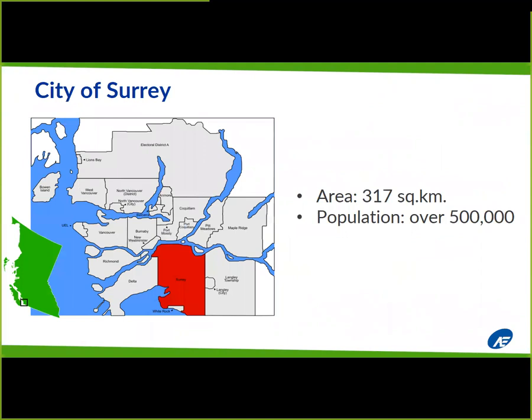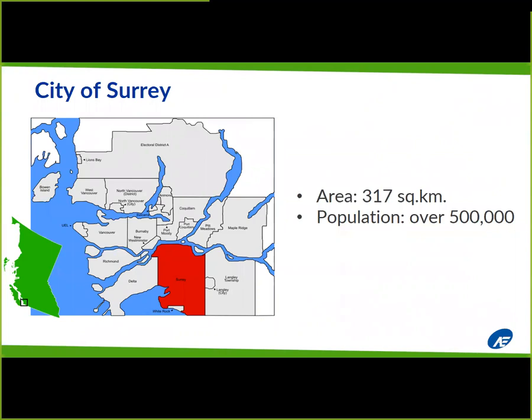So for those of you that are not familiar with the City of Surrey, it's located in British Columbia, in the bottom left corner, and it's located close to the ocean. Portions of the city border the ocean. The rest is either landlocked or bordering the Fraser River. The city itself covers about 317 square kilometers and has a population of about 500,000 people.